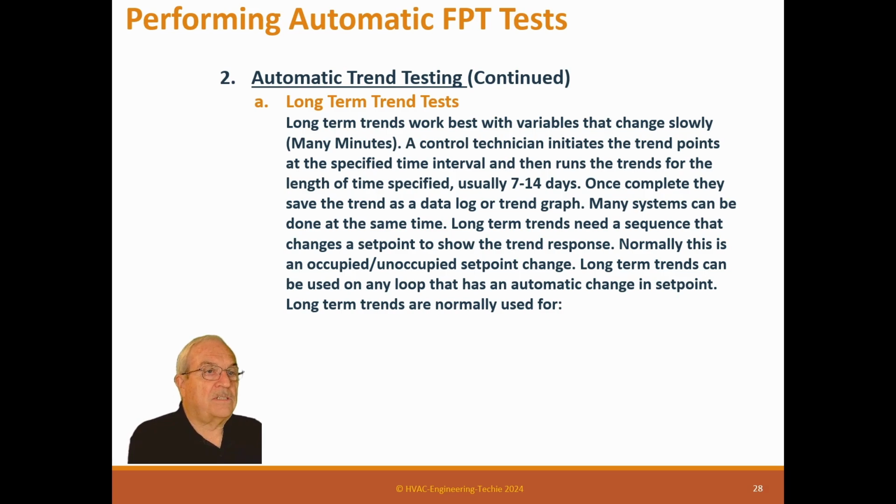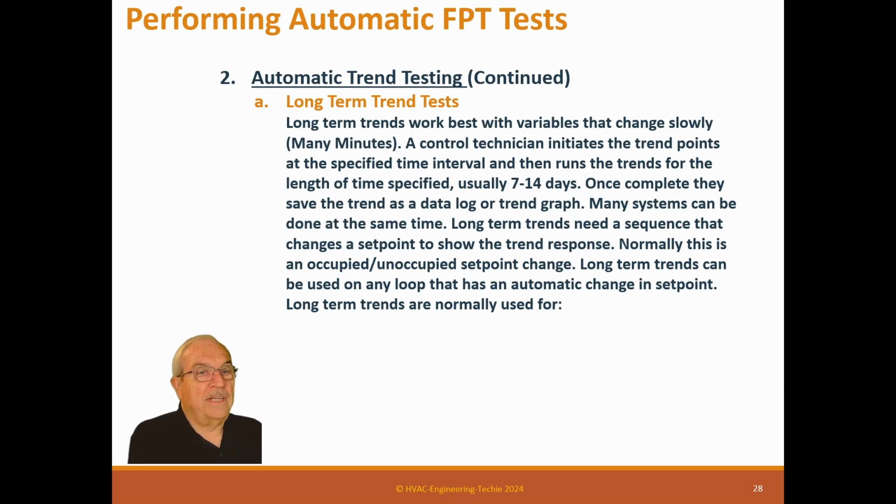Long-term trend tests. Long-term trend tests work best with variables that change slowly, over many minutes. A control technician initiates the trend points at the specified time interval and then runs the trends for the length of time specified, usually 7 to 14 days. Once complete, they save the trend as a data log or trend graph. Many systems can be done at the same time.